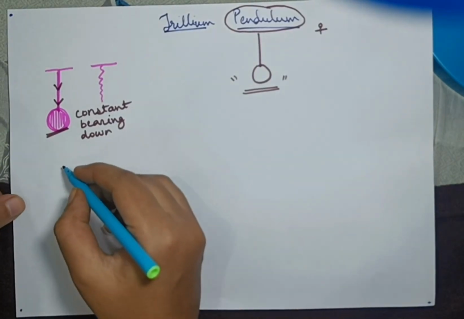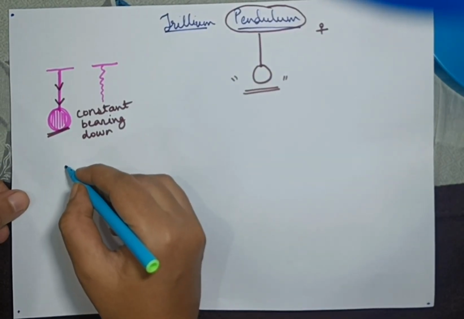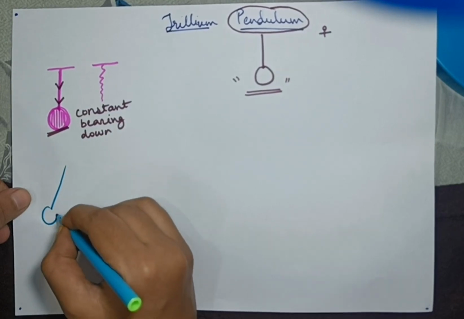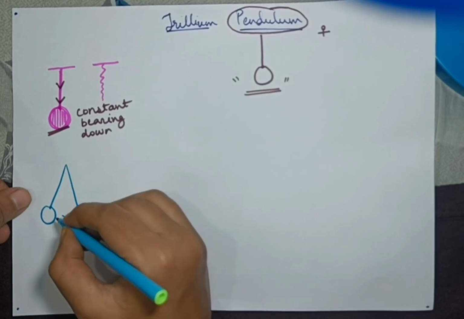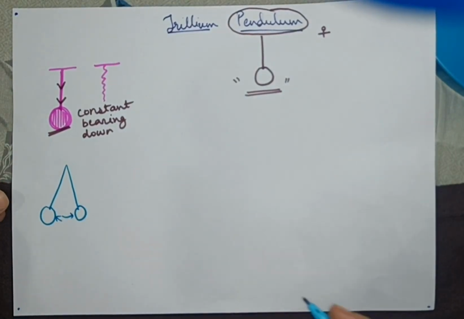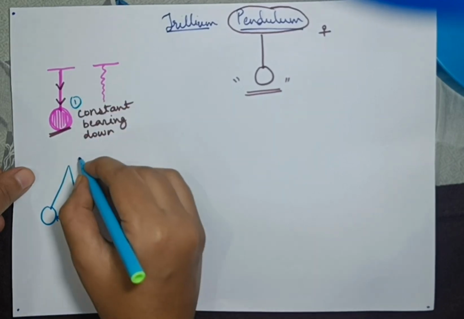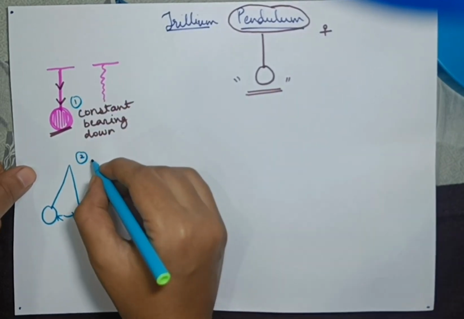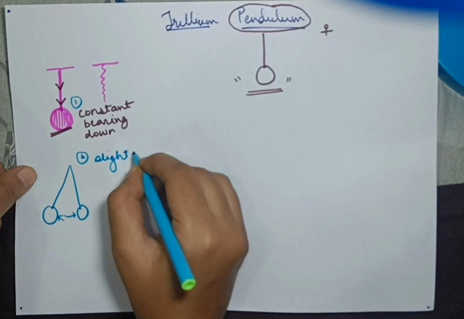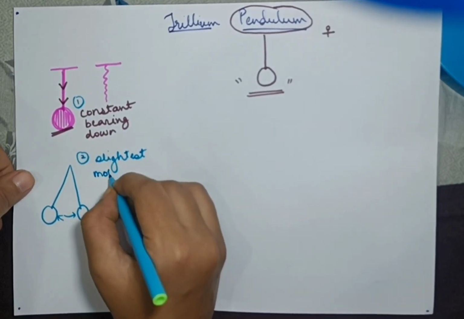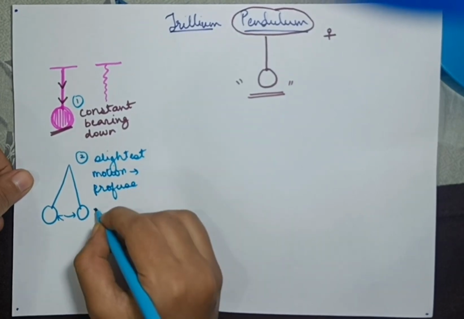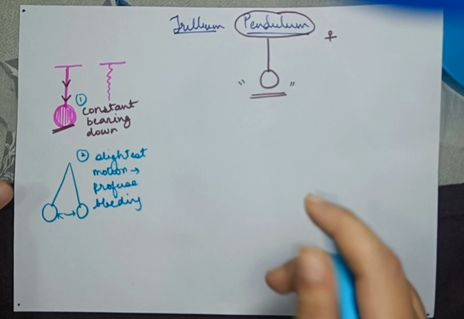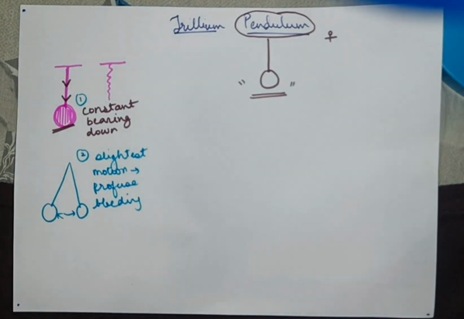Second is, now in the pendulum, the whole point of oscillation is that when you put in slightest motion, there is going to be movement, correct? So this is the first symptom. The second symptom we could note down is slightest motion, profuse bleeding. I hope it's really easy up until now. Don't worry, just hold on, and you're going to do the complete remedy by just this one figure.